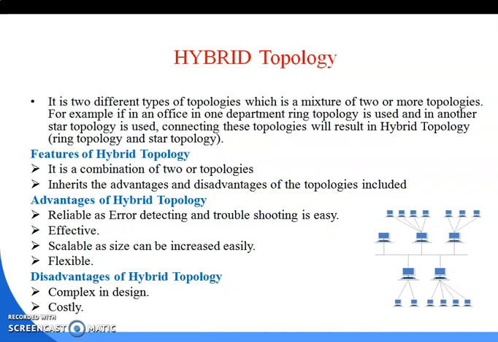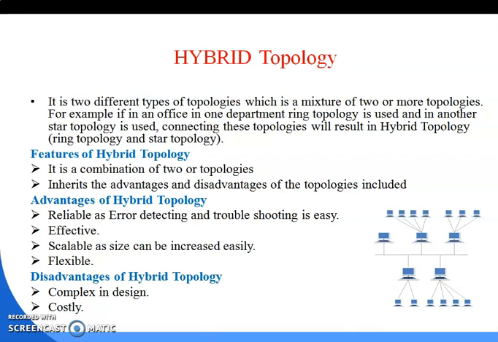Next is your hybrid topology. Hybrid topology means it is a combination of all types of topology, a mixture of two or more topologies. For example, if in an office in one department ring topology is used and in another star topology is used, connecting these topologies will result in a hybrid topology. Ring topology is one type of topology and star topology is another. Suppose you are connecting these two types, then it becomes a hybrid topology.